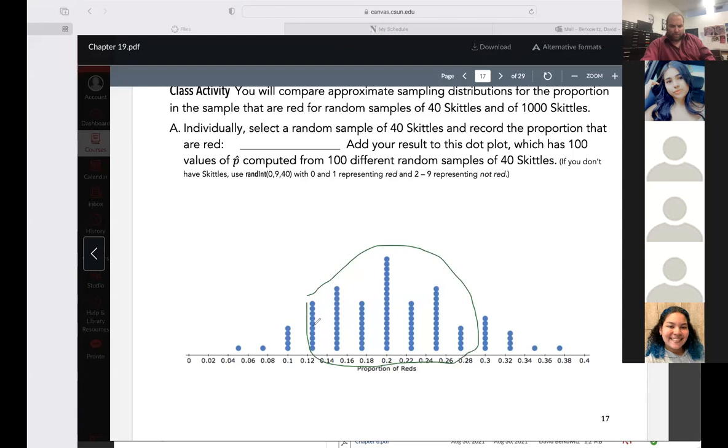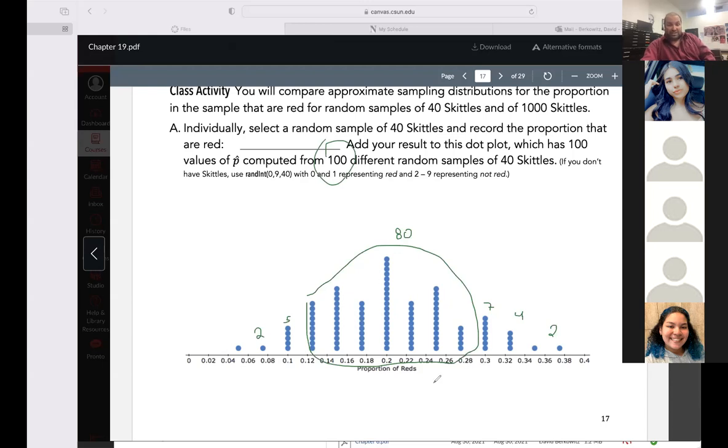1, 2, 3, 4, 5, 6, 7, 8, 9, 10. 10 and 13, that's 23, 33, 43, 56, 57, 58, 59, 60, 61, 71, 2, 3, 4, 5, 6, 7, 8, 9. That's 80. And that leaves 5, 2, 2, 4, and 3, 4, 5, 6, 7. So that's 7, 11, 13, 14, 15, 20. Well, there's exactly 100 of them. Wow, look at that, 100 different samples. That was a waste of time.